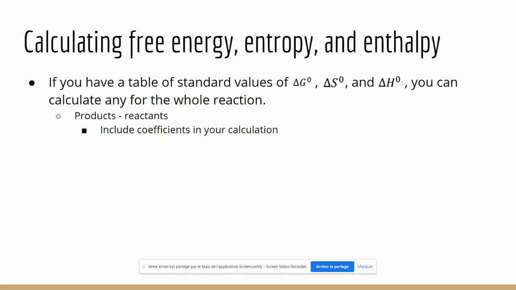So everything that applied to delta H also works here. It's products minus reactants, and you use the coefficients in your calculation. You're never going to need to change the sign for any of these. They're already going to be factored into it. So the calculations are typically pretty straightforward.